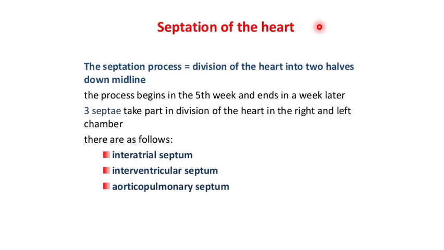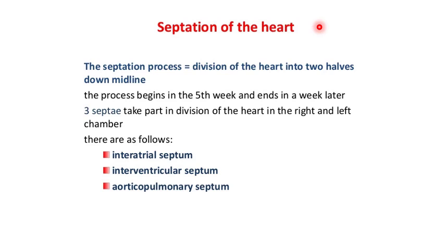So basically, what is the septation process? It is nothing but the division of the heart into two halves. This process begins in the early 5th week and ends in 8 weeks. And by formation of 3 septae, the heart is divided into right and left chambers. The interatrial septum divides the heart into the right atrium and the left atrium.